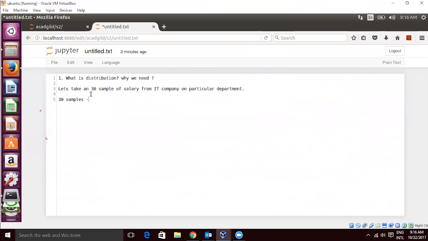Now, what could be the salary? Determine each and every value. So one of the salaries is 40,000, another is 42,000, another is 35,000. That's how it will go. So what is this basically?